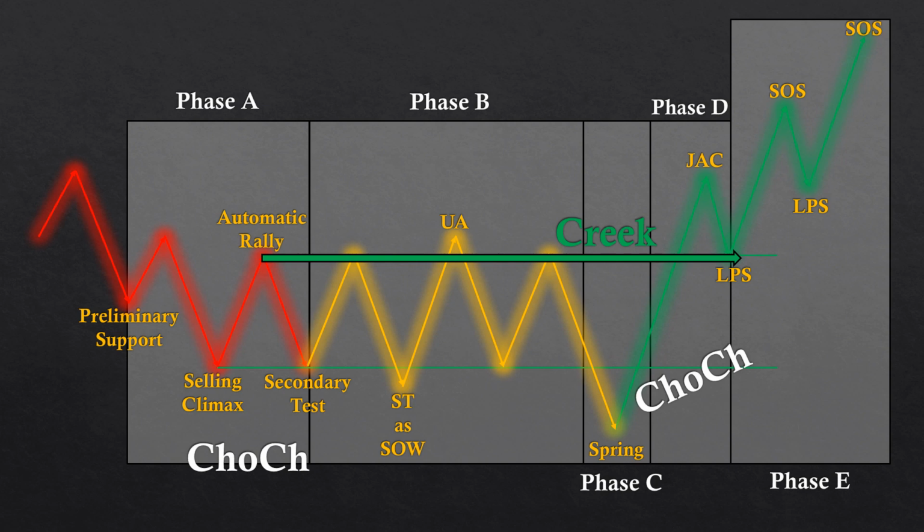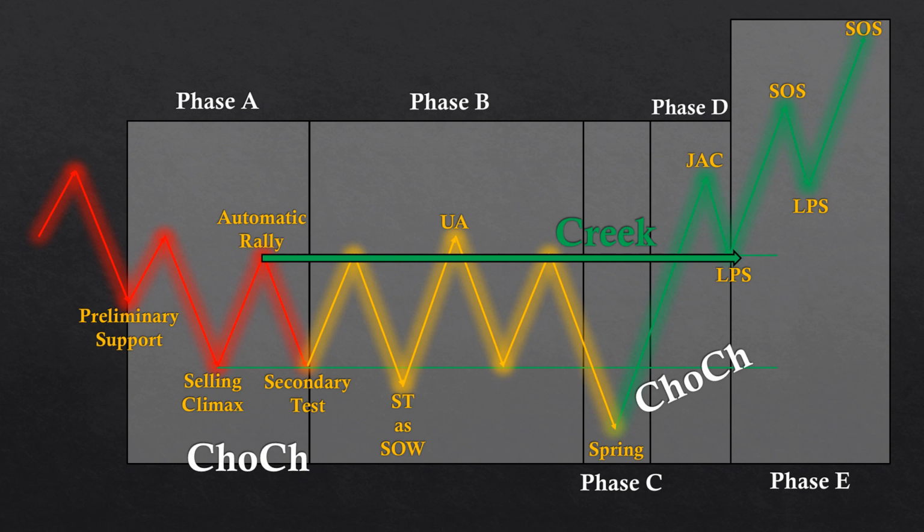After the spring, phase D begins, and it is composed by the true breakout, which in the case of an accumulation is called sign of strength or jump across the creek, and the confirmation event, which in this context is called last point of support. This confirmation event can also be called back up to the edge of the creek. This is the final nail in the coffin of the second change of character. Now the market is indeed trending upwards.